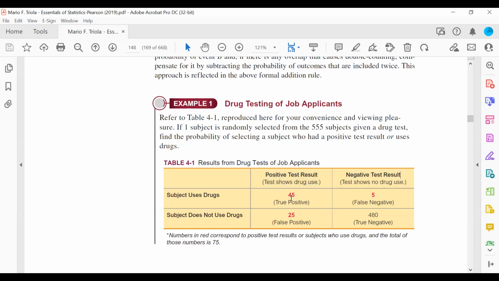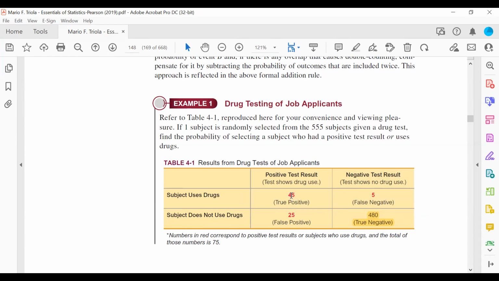Let's figure out the meaning behind these numbers in the boxes. Let's look at the 480 first. What does this 480 represent? This 480 represents those who tested negative, and they said that they did not use drugs. They asked them, did you use drugs? Nope. Well, guess what the drug results stated? You're right, they did not use drugs. So these people told the truth. All right.